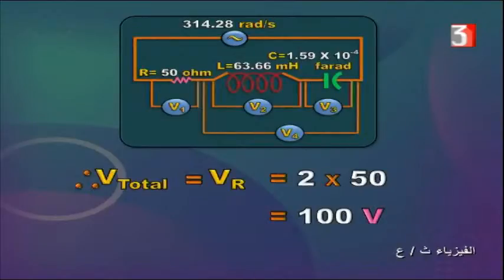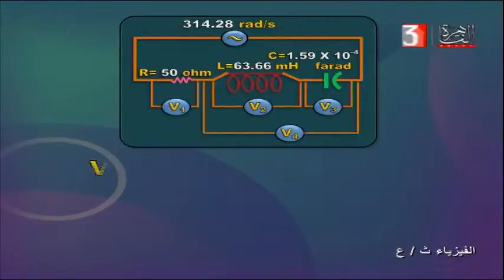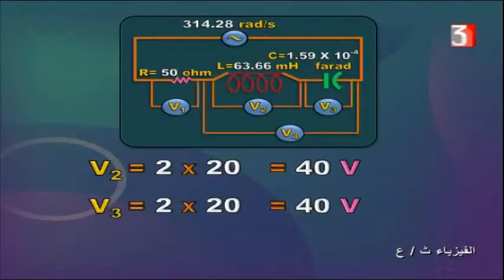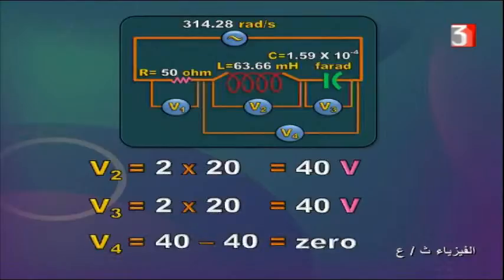We managed to obtain two things. And now we want V2. V2 is the voltage across the coil. It is I times XL. We managed to obtain it. It is 20, so it is 40 volt. And V3 also equals 40 volt. The question now, how to calculate V4? It is the difference between V2 and V3, so 40 minus 40, it is equal to 0.